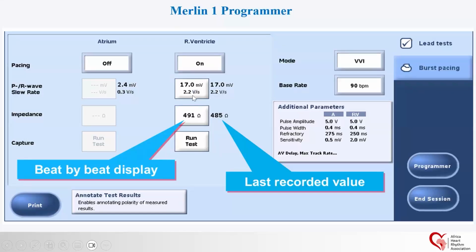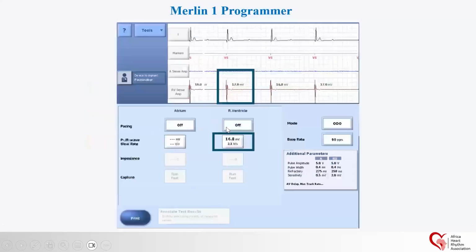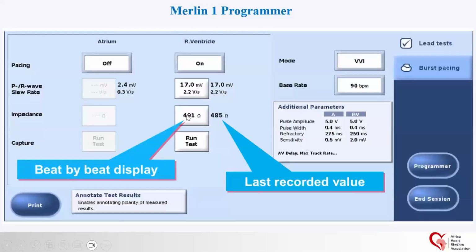So we can see that before here we have pacing off, so we are not pacing the patient. We try to detect the intrinsic rhythm, the intrinsic activity of the myocardium. In this case, to check the second parameter, the impedance, we need to put the pacing on.